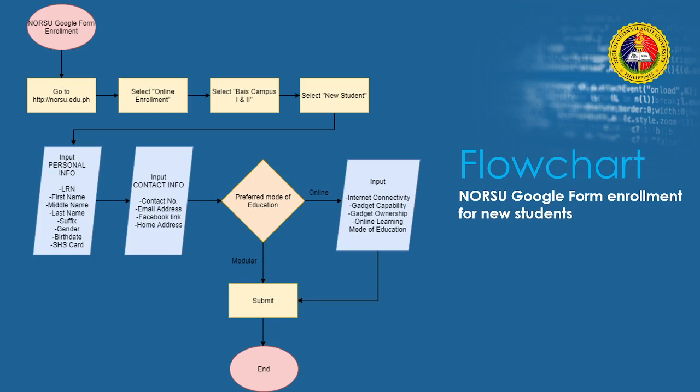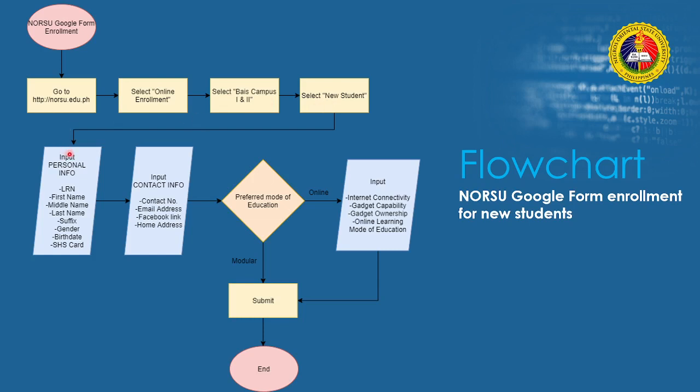But anyway, again, flowcharts are not just for programming. They can actually be used for any other activity, di ba? Because again, this is giving instructions. So for example, how are you going to enroll in NORSU Bais using Google Form, di ba? So these are the processes. The first step is to go to norsu.edu.ph. That's the website. And then next, select online enrollment out of those links that you'll see. And then select Bais Campus 1 and 2. And then select new students.